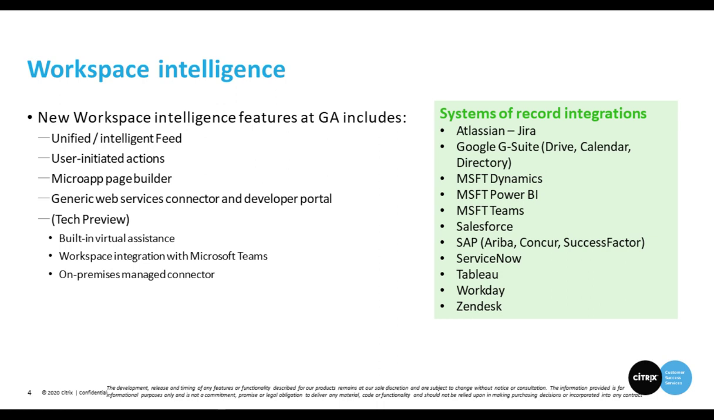When we ship the product, there are several available systems of record and their integrations. So how can we connect to the different systems of record? These are the ones that we're really looking at. When I'm referring to system of record, I'm really talking about SaaS applications, in this case being Jira, Google, Microsoft Dynamics, Power BI, Teams, Salesforce, ServiceNow, Tableau, Workday, Zendesk. Those types of things are where we're focusing on.